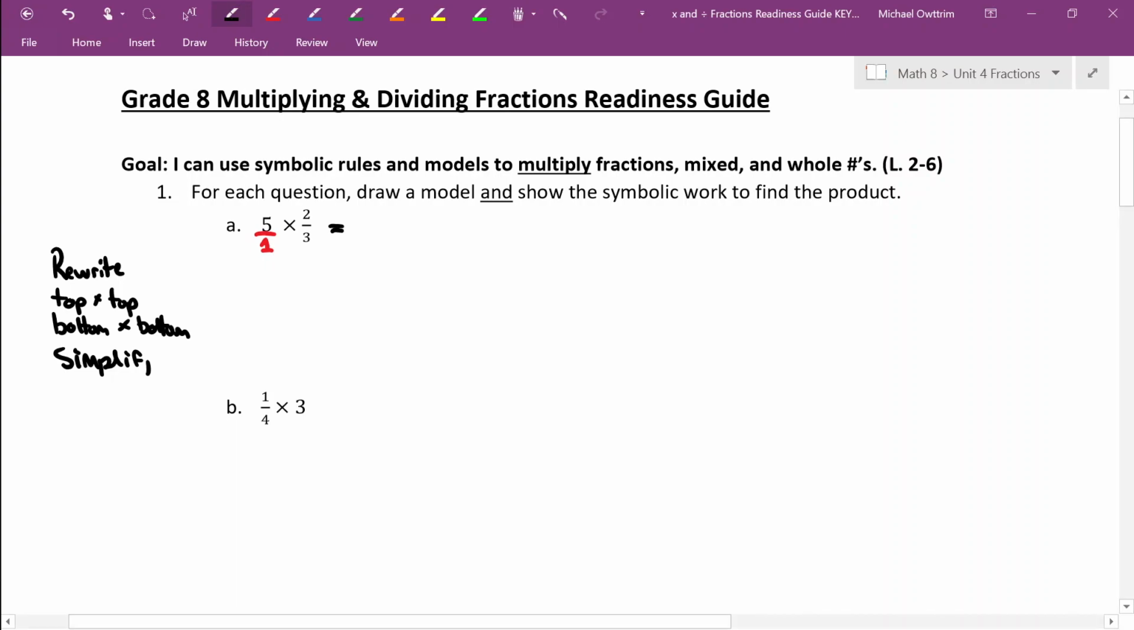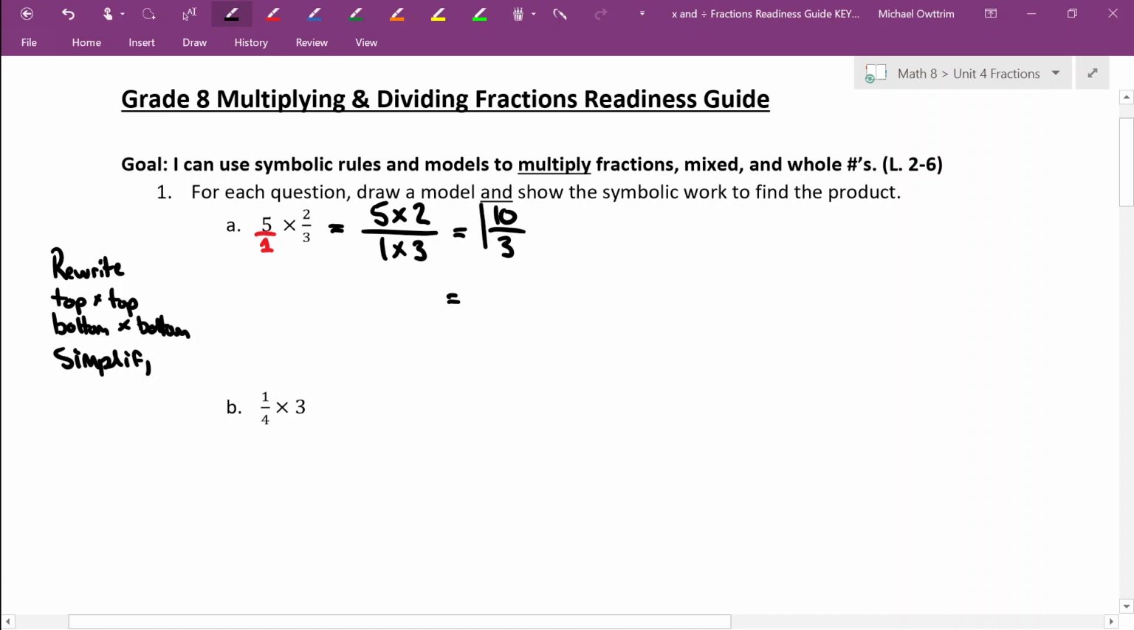So I'm going to go ahead and multiply top by top. So 5 times 2, bottom times bottom, 1 times 3. And then let's do those calculations. 5 times 2 is 10 on the top, 1 times 3 is 3 on the bottom. So 10/3 is going to be our answer.